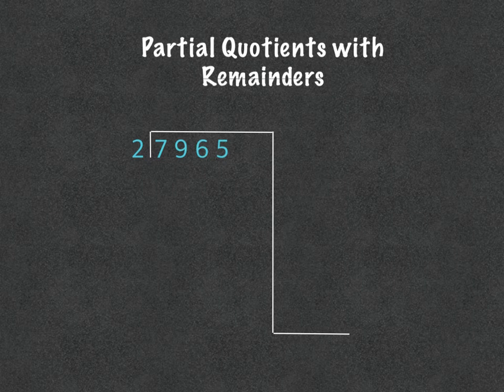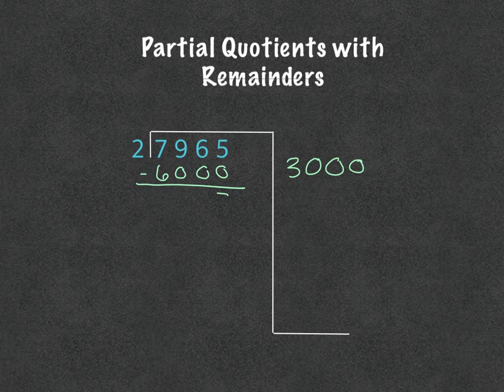7,965 divided by 2. So again, I'm going to look at that thousands place. So how many times can 2 go into 7,000? It's actually going to be pretty big this time. 3,000 times. 2 times 3,000 is 6,000. And then we have 1,965. Again, I'm going to look at those front two numbers. 2 goes into 19 6 times, right? Or not 6 times, more than that. 9 times. I can go in 9 times.